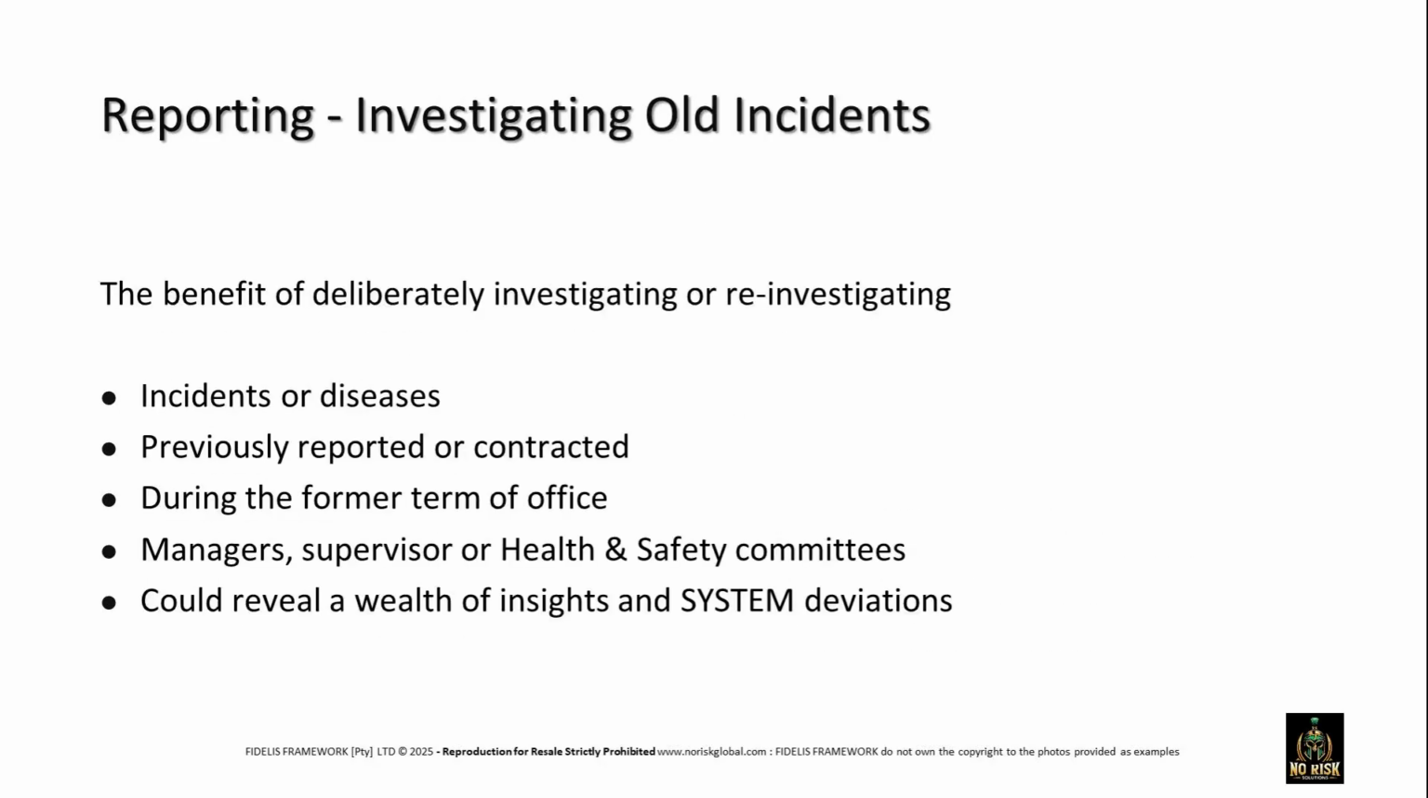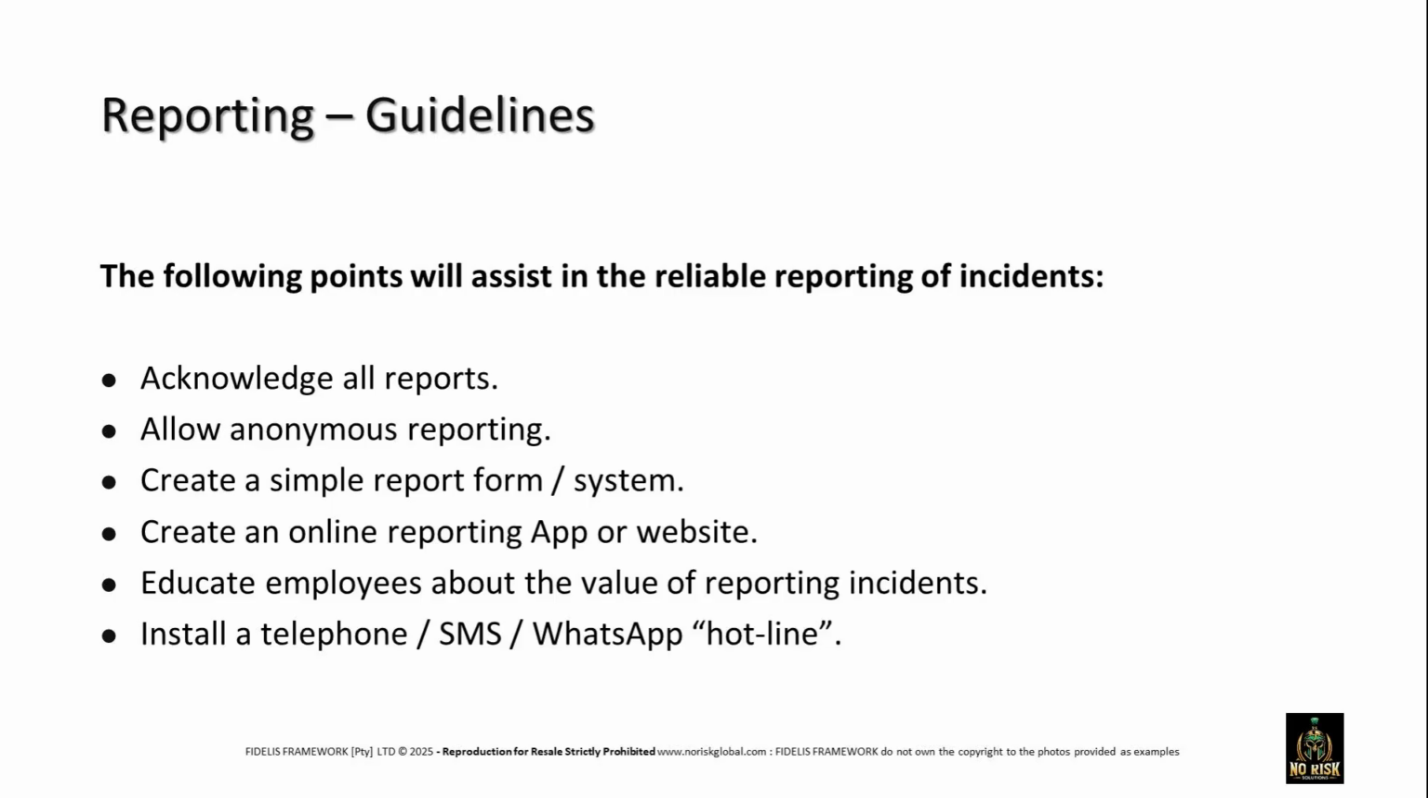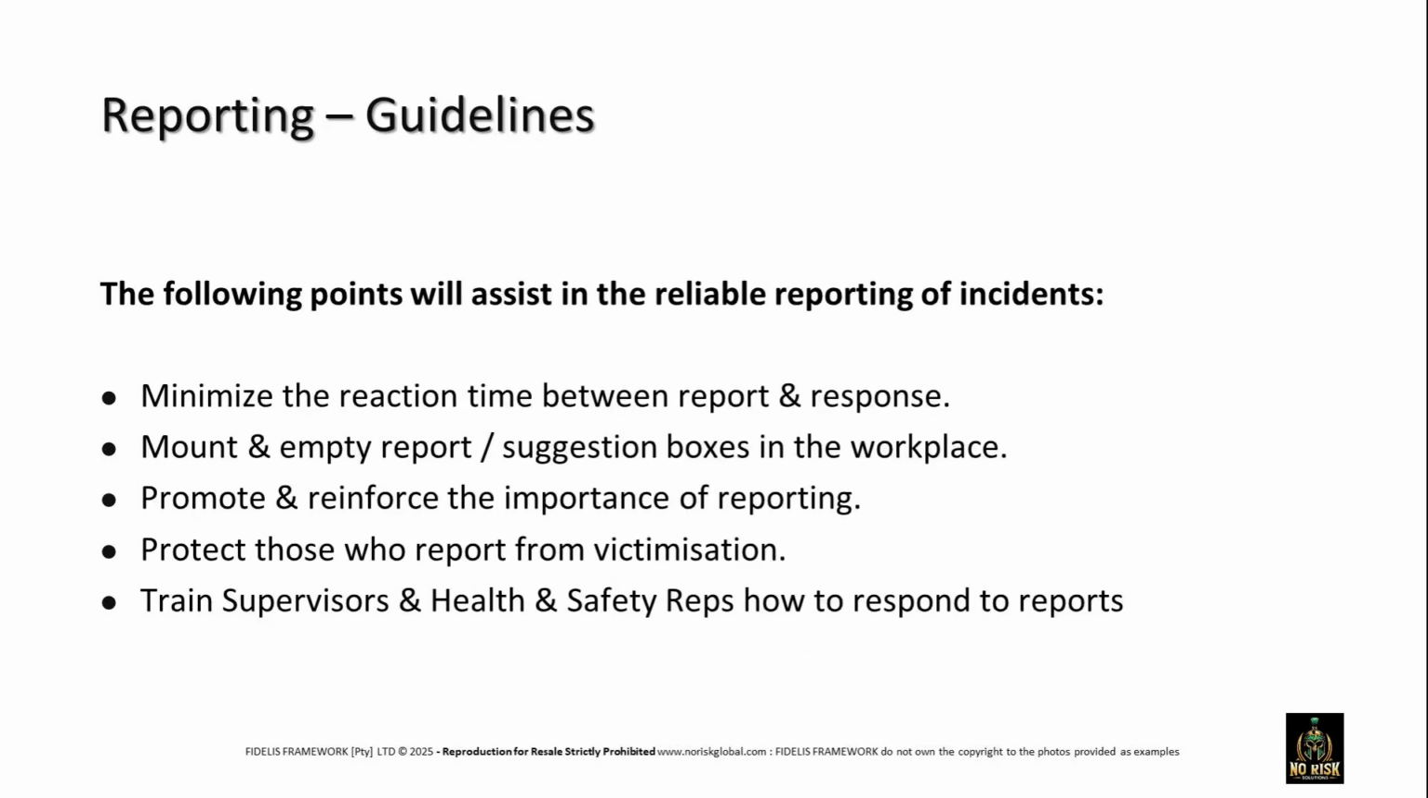Investigating old incidents can uncover valuable insights and deviations in safety systems, enhancing future prevention strategies. Reliable incident reporting is supported by acknowledging reports, allowing anonymity, and creating accessible reporting systems. Minimizing response time and protecting reporters from victimization are key to effective incident reporting.